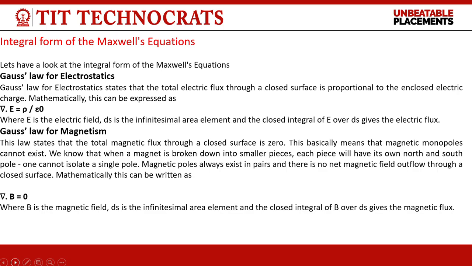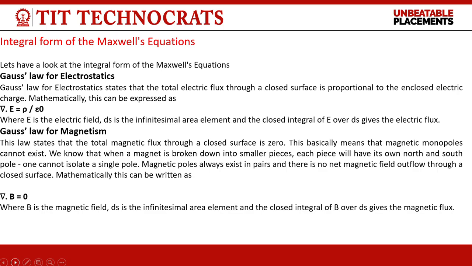Let's have a look at the Gauss law for electrostatics, which states that the total electric flux through a closed surface is proportional to the enclosed electric charge. Mathematically, we can express it as del dot E is equals to rho upon epsilon naught, where E is electric field, ds is the infinitesimal area element, and closed integral of E over ds gives the electric flux.